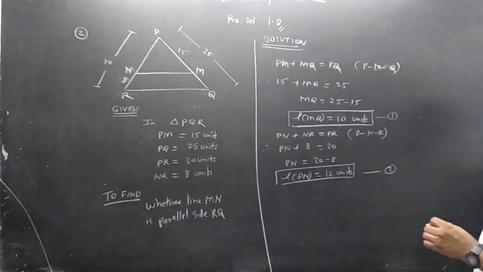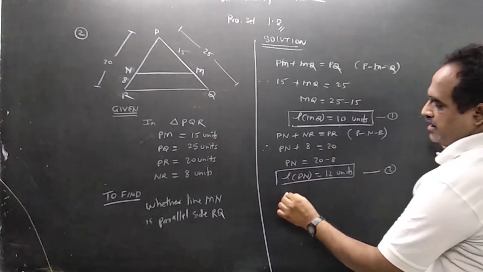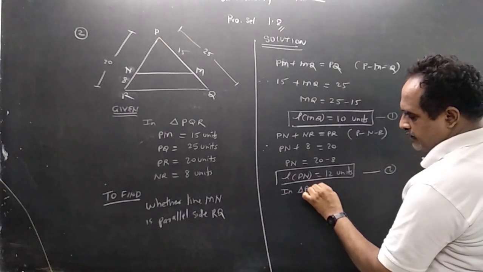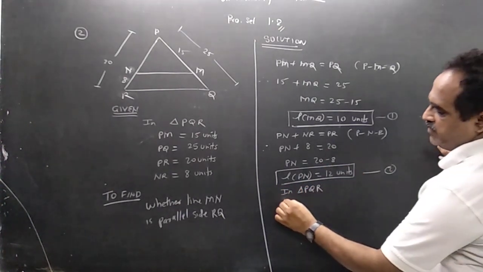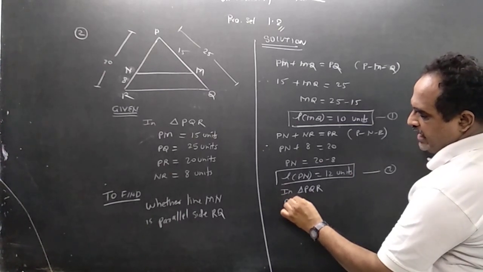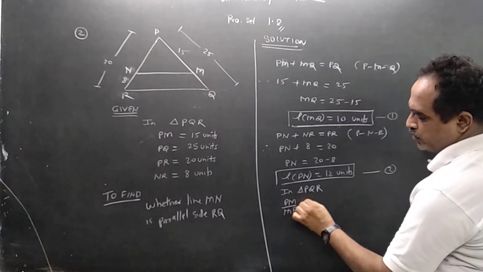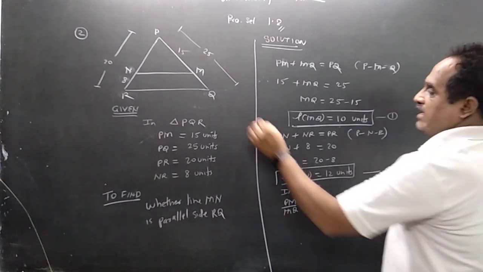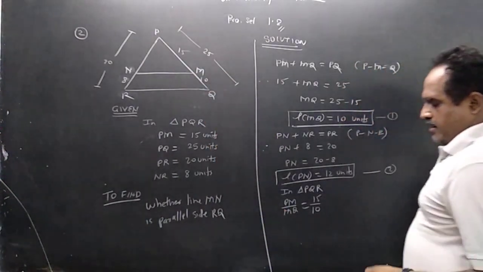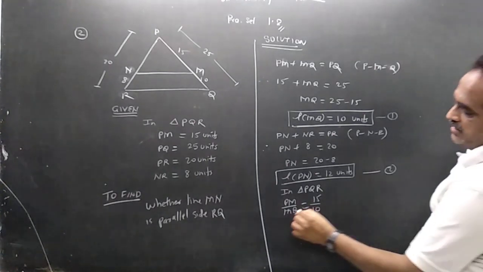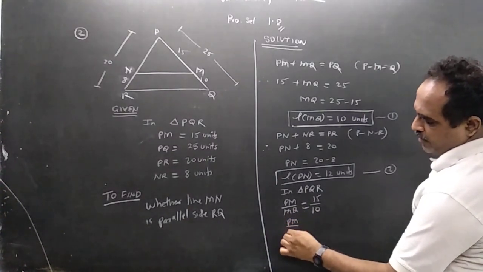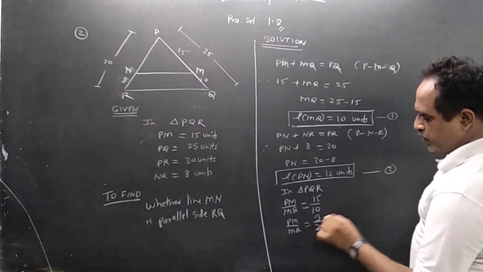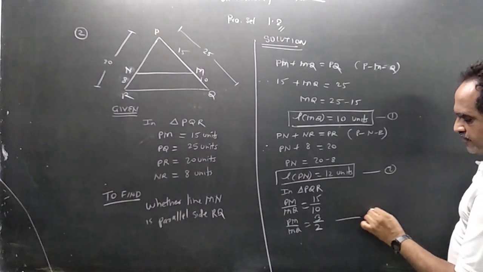Now we are going to see in triangle PQR, PM upon MQ is 15 upon 10. So 15 upon 10, that is PM upon MQ, will become 3 upon 2. This is equation number 3.